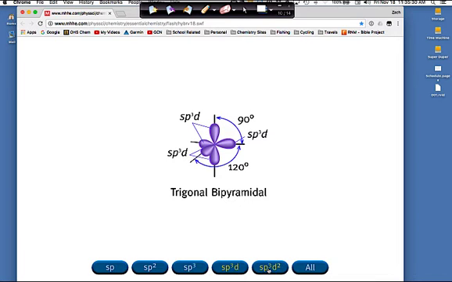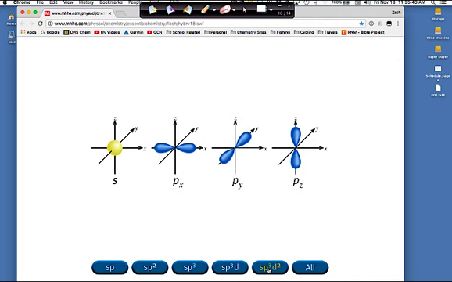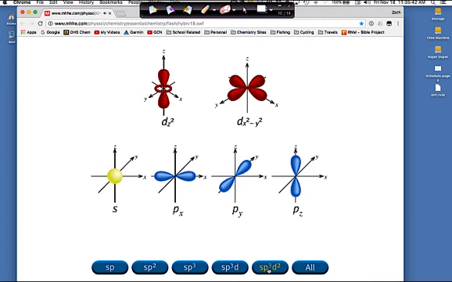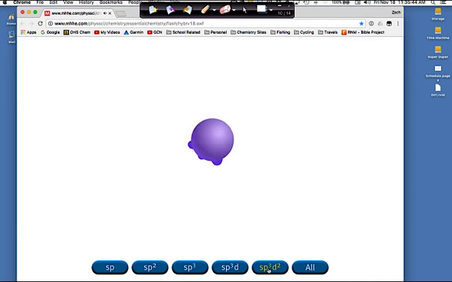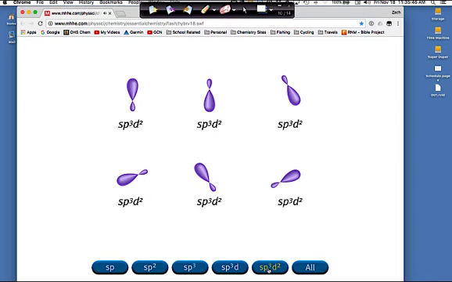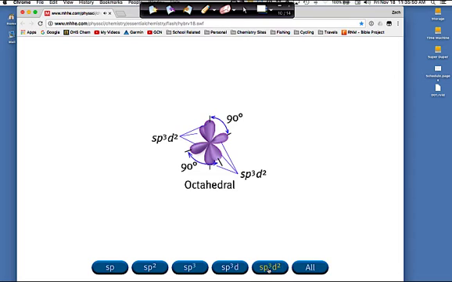So guys, let's go sp3d2. Ready? What's it going to look like? 1 s, 3 p's, 2 d's. How many hybrid orbitals? 6. Mixing an s orbital, 3 p orbitals, and 2 d orbitals generates 6 equivalent sp3d2 hybrid orbitals. The number of hybrid orbitals is equal to the number of atomic orbitals that are hybridized. The angles between the orbitals are 90 degrees.